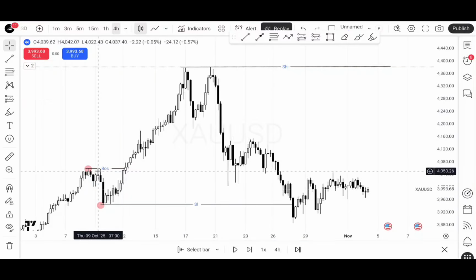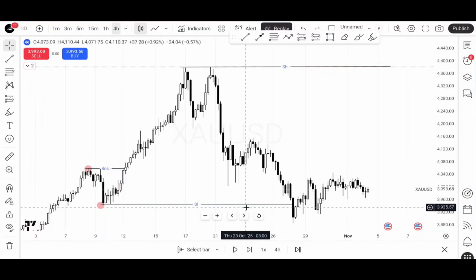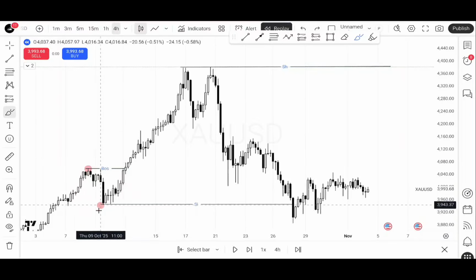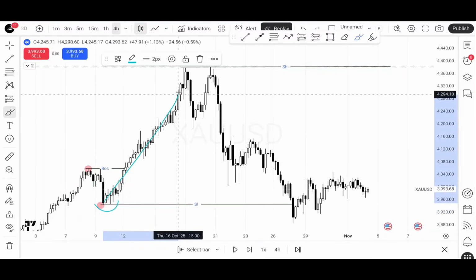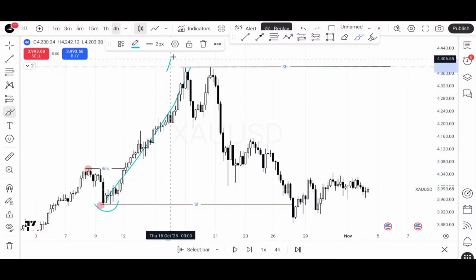We have marked out our break of structure, the swing low, and the swing high. What did we see here? The market gave us a lower high. After the lower high, it traveled down to this place and gave us a very nice higher high. You can see that this also symbolizes a double top.